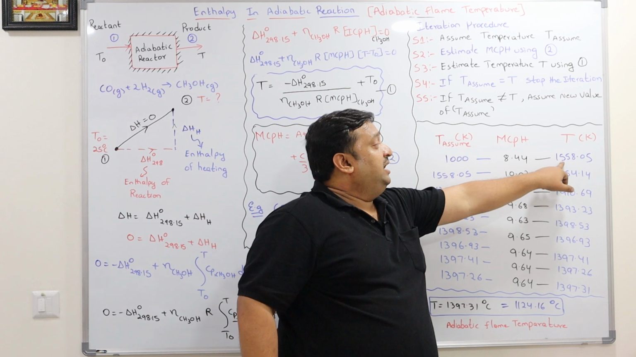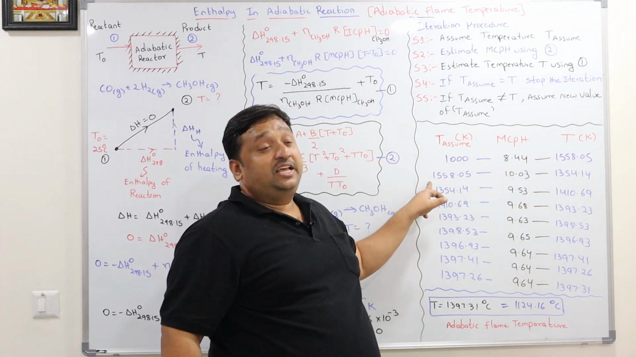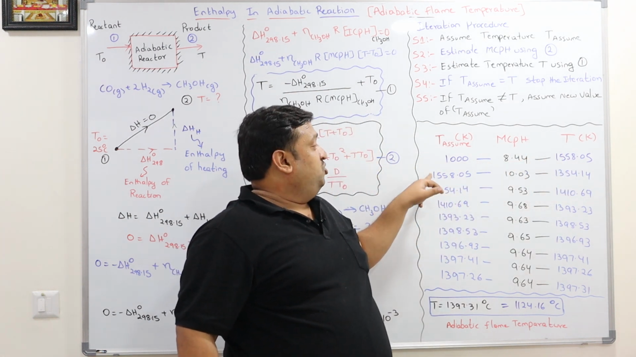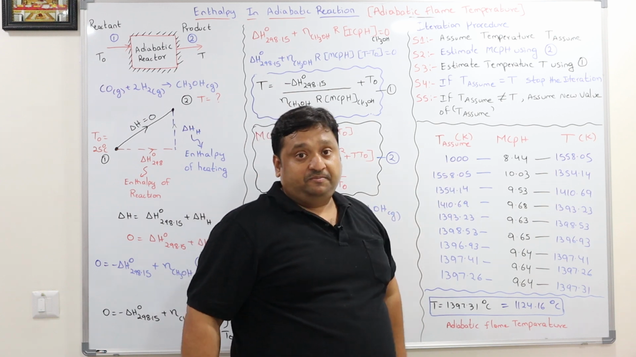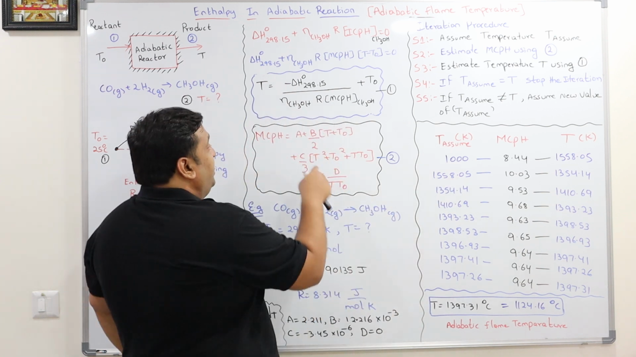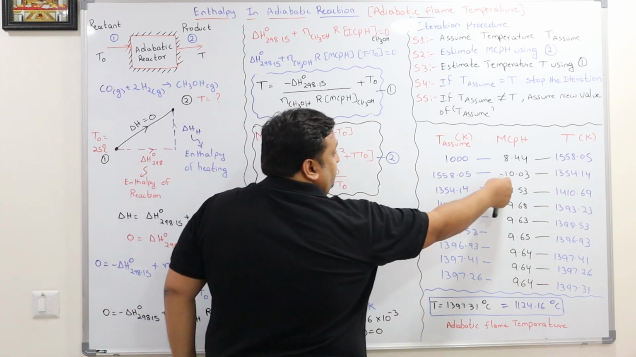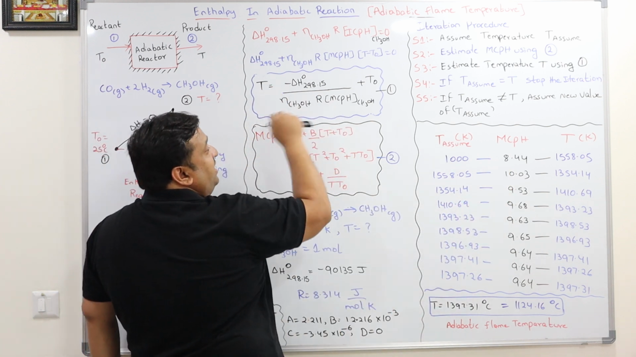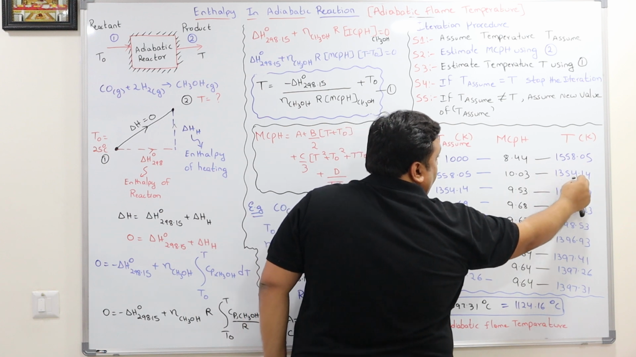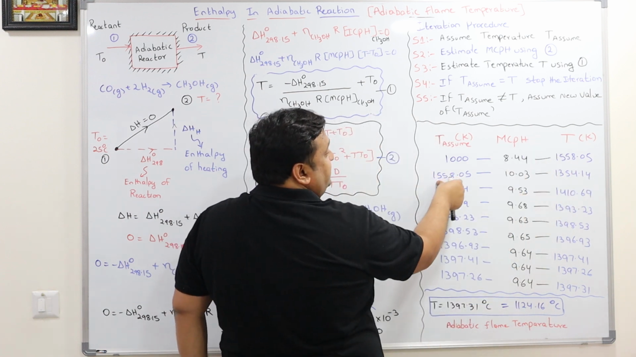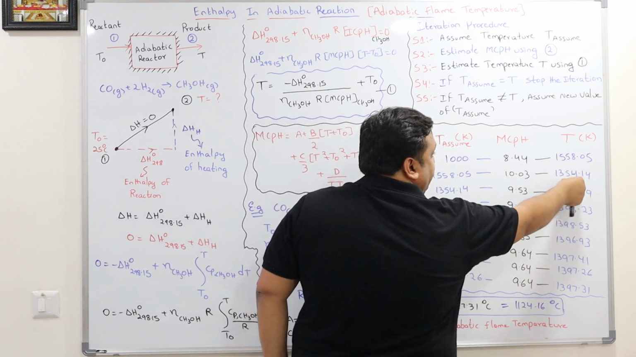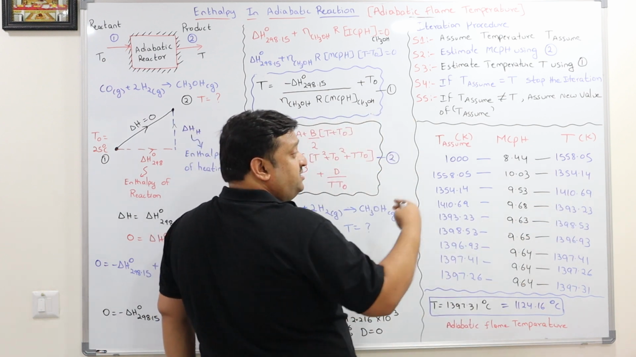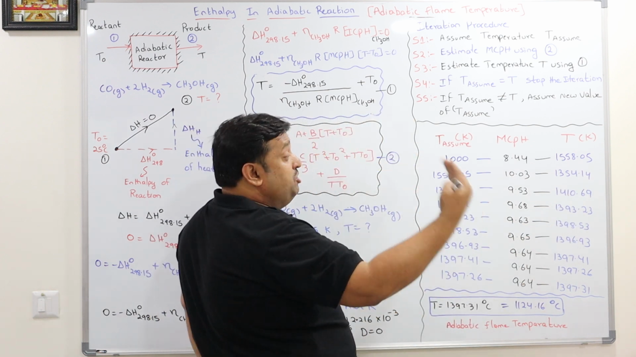Now let us take this as a guess. Assume that T assumed is 1558.05. Again estimate MCPH. Okay, you got 10.03. Again using this T, find out the final temperature, 1354.14. You can see the T assumption is different from the T calculated. That means it is wrong. You have to go for a new guess.